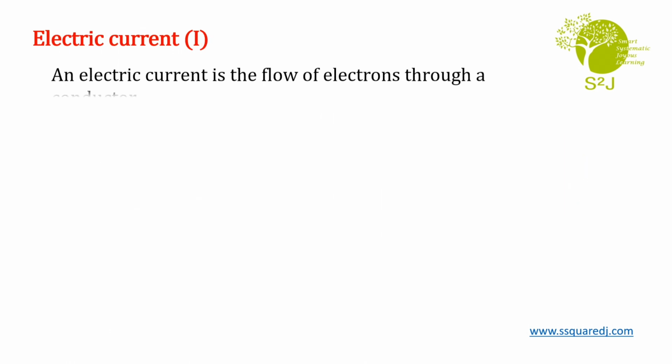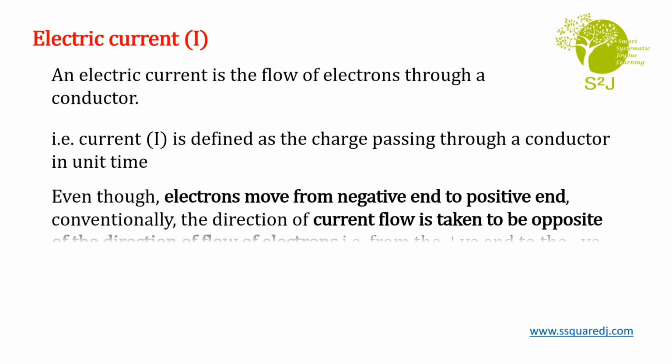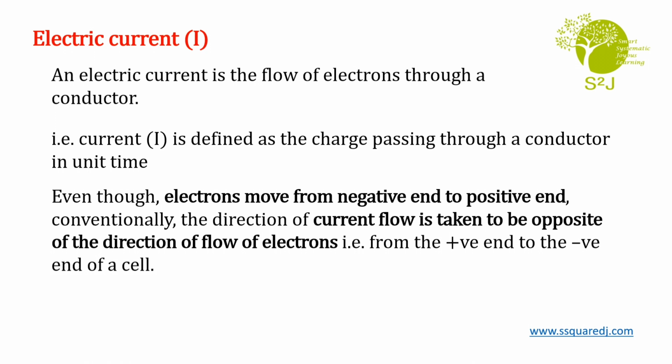Next is electric current. Electric current is flow of electrons through a conductor. It is represented by I. Now, the direction of flow of electrons is from negative to positive end, but the direction of current is opposite, that is from positive to negative end. Whenever you are drawing a circuit diagram, you will always show the current flowing from positive terminal to negative terminal. But the electrons are flowing from negative to positive.